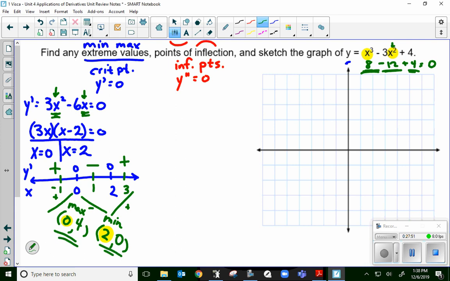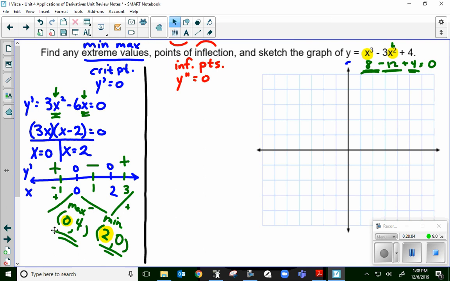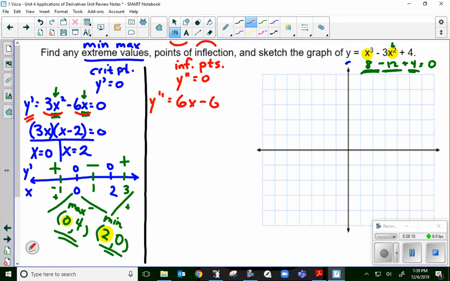All right, let's talk concavity. Second derivative, and then we'll start putting these things on the graph one at a time. Inflection points: I need to take the second derivative. That means I take the derivative of the first derivative, right? So my second derivative, by the power rule, is 6x minus 6. I set it equal to 0. The only place that makes that equal to 0 is when x is 1.